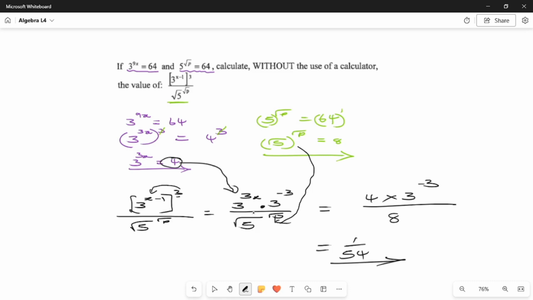So the key thing that you need to know is your rules or laws of exponents.